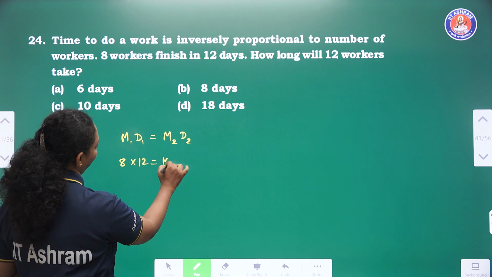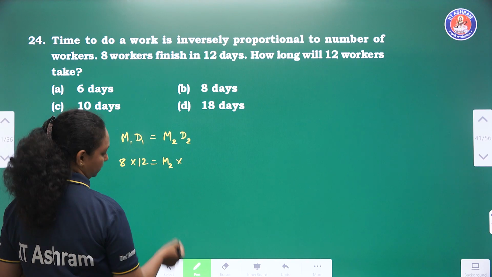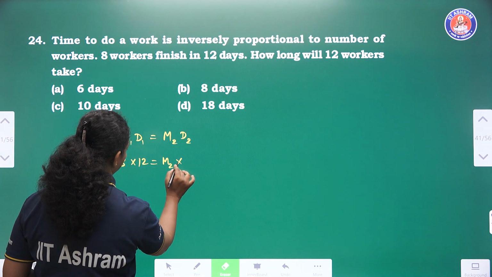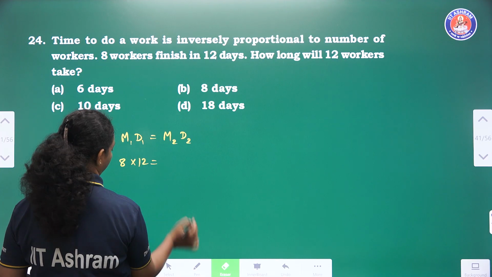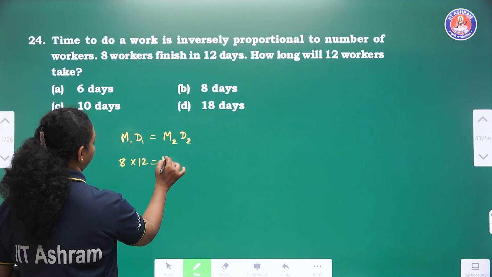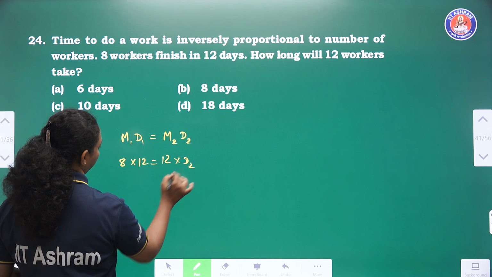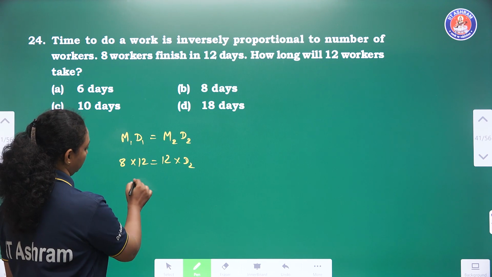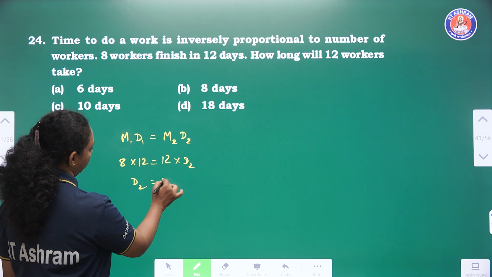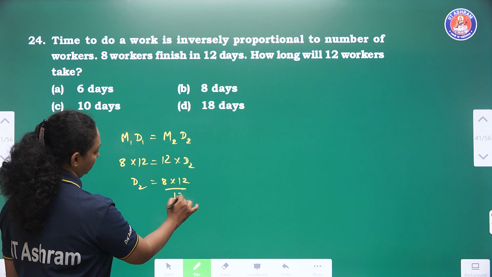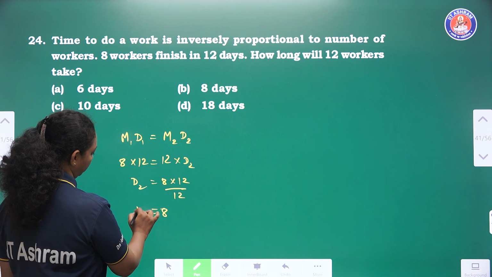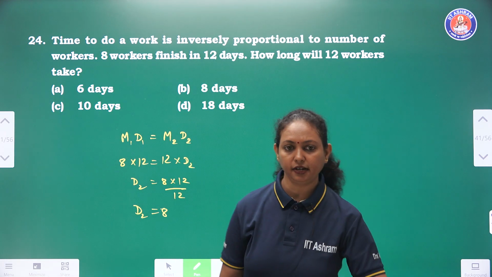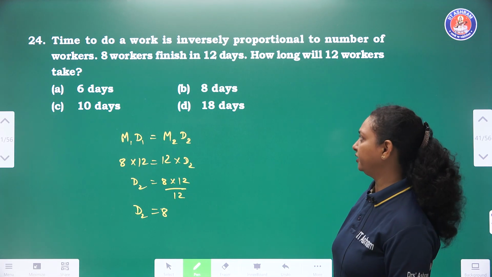So in how many days would the work be completed when 12 workers are there? So we have to find the number of days. It's so simple. D2 is equal to 8 into 12 divided by 12. So it is just left with 8 only. So the number of days required to complete the task by 12 workers is 8 days.